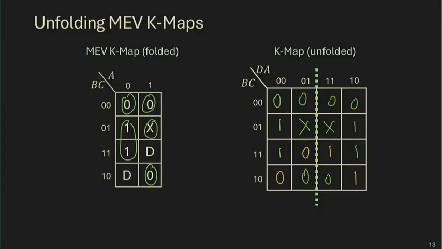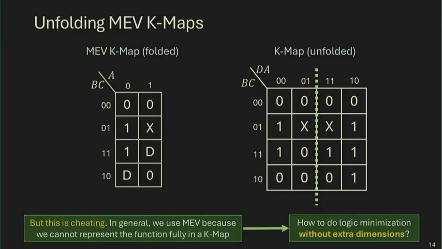But effectively, until this point, we have done nothing. We came from that K-map to fold it up, and then we unfold it, essentially getting back to the original K-map. But the only scenario where you would want to use a map entered variable is because you cannot unfold it. You do not have a big enough K-map to represent this unfolded function. So really, what I'm doing here is cheating.